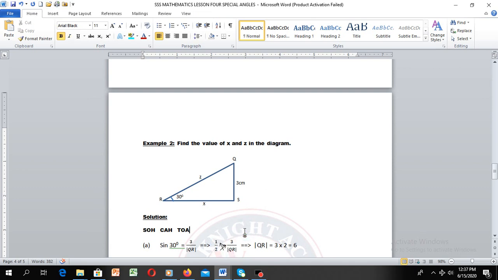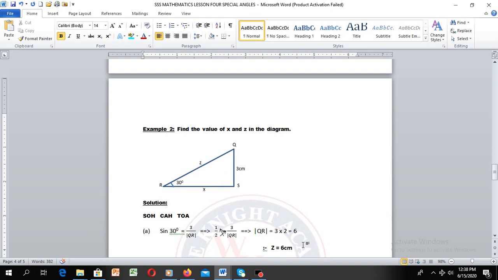You can see this sign here; it means cross multiply. We are cross multiplying. Therefore QR goes up to multiply 1, and 2 goes up to multiply 3. So QR is equal to 3 times 2, which is 6. That means the value of QR, which is z, is equal to 6 centimeters.